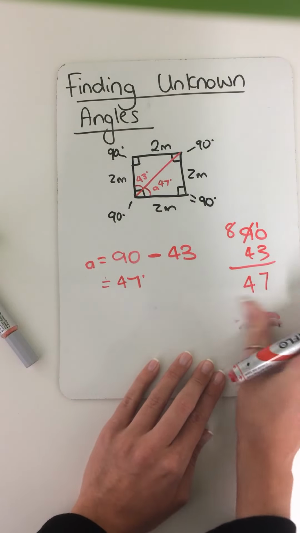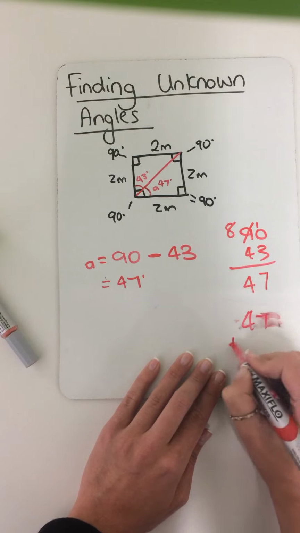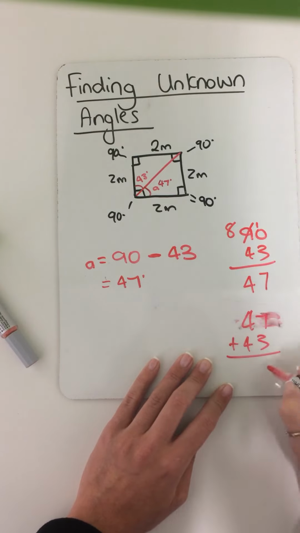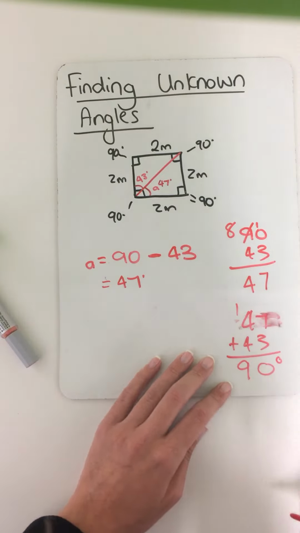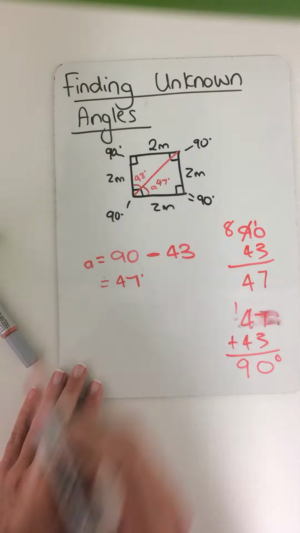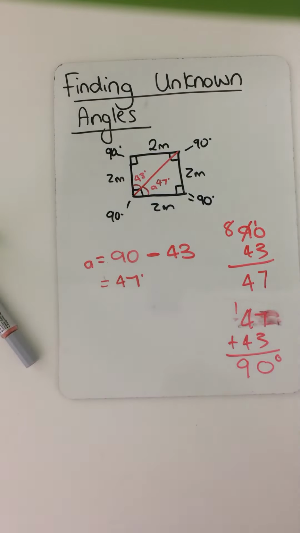Now we can check it by saying 47 plus 43. 7 plus 3 is 10, carry the 1. 0 plus 4 plus 4 is 8, plus 1 is 9. 90 degrees.